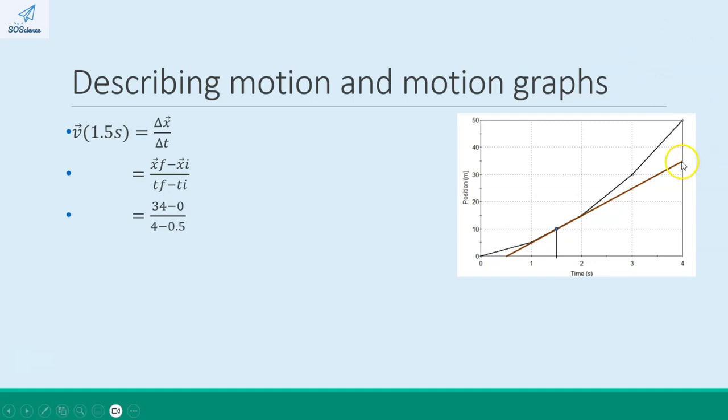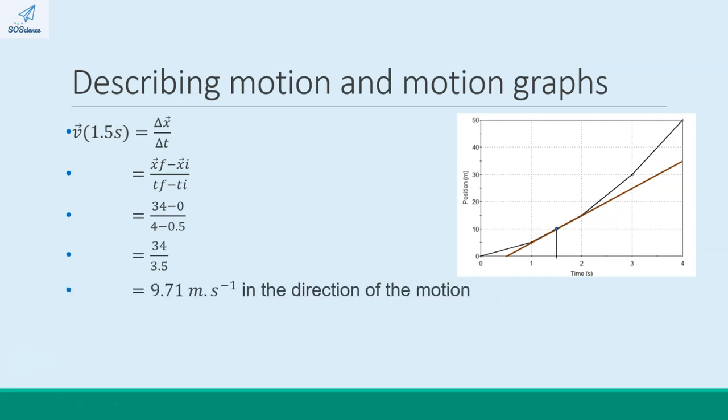Now, with careful reading of the graph, I worked out that this value over here is 34. And because I extended my tangent all the way to the bottom, my initial position is 0. Now, my final time, because I extended my tangent all the way to the end of this graph, is 4 seconds, and my initial time for this tangent is 0.5 seconds. And so that gives me an answer of 9.71 meters per second in the direction of the motion.